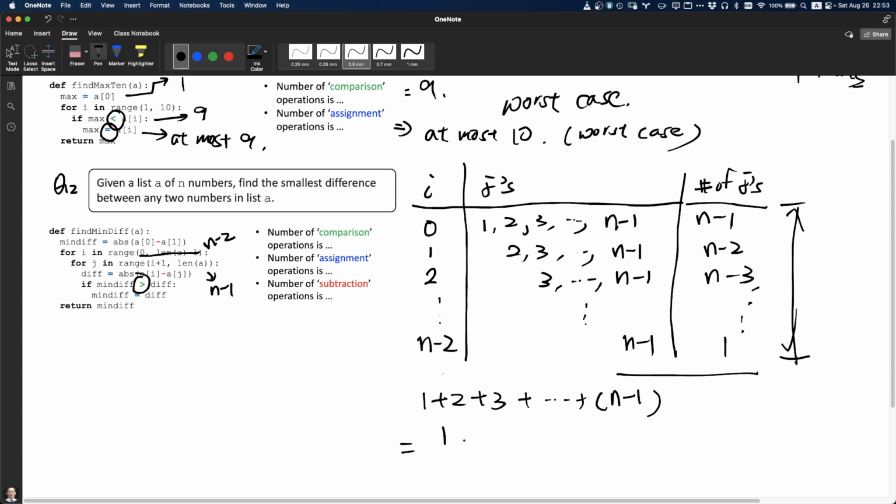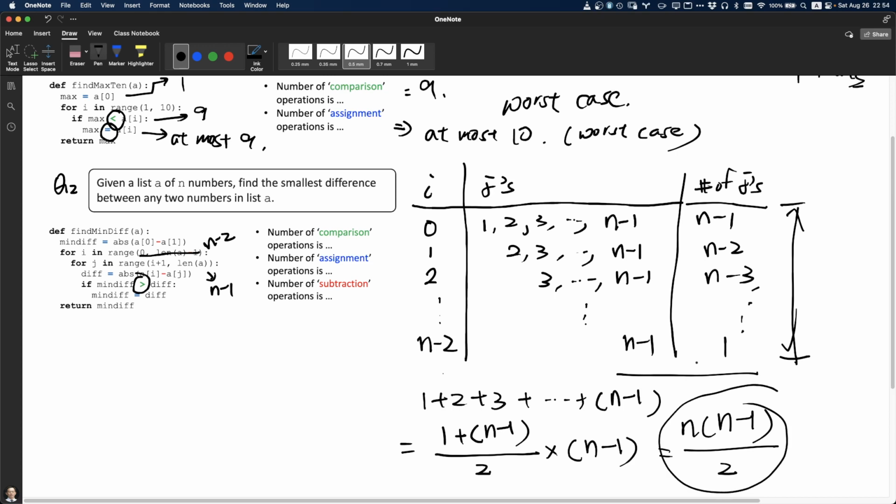You take the first element plus the last element's value, and then you divide that by 2. Then you multiply this by the numbers of terms. In this case, you have n minus 1 terms, so you multiply that by n minus 1. So this 1 plus n minus 1, you got n. So the total will be, as a result, n times n minus 1, divided by 2. This will be the numbers of comparison.